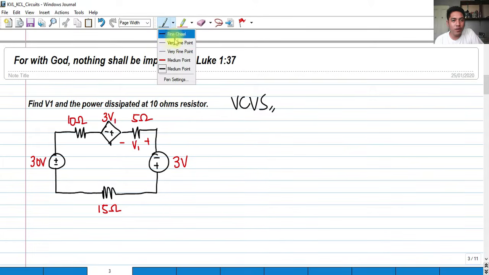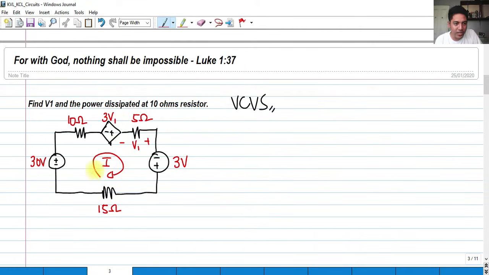As you can see, if we arbitrarily assign the current in this direction, we must write the polarity of this 10 ohm resistor and this 15 ohm resistor. We cannot change the polarities given by these sources, but we can assign the polarity for this 10 ohm and 15 ohm. If we start the loop here, the current would enter on the left side, so this would be positive, negative. And as it continues to flow, the current enters here, positive and negative.